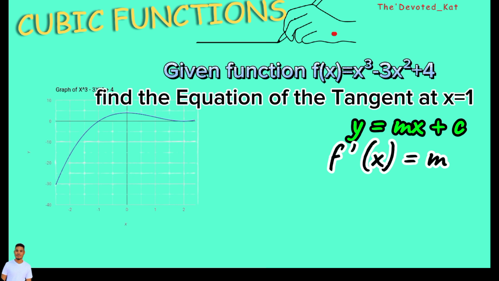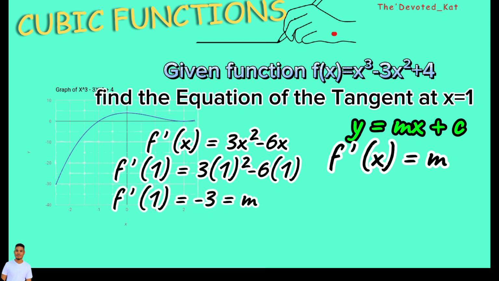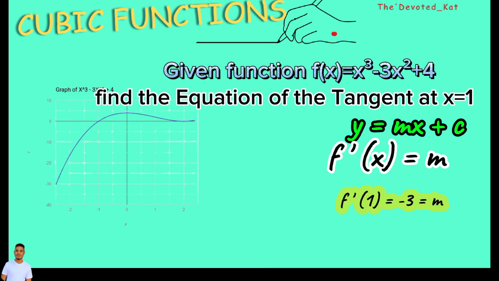So you're going to say the derivative of our equation is 3x squared minus 6x. So we are going to say the derivative at 1 is 3 into 1 squared minus 6 into 1, and then we find our gradient: 3 into 1 squared is 3, minus 6 is going to be negative 3. And then we have our gradient as negative 3. Therefore, we move into finding our y value.